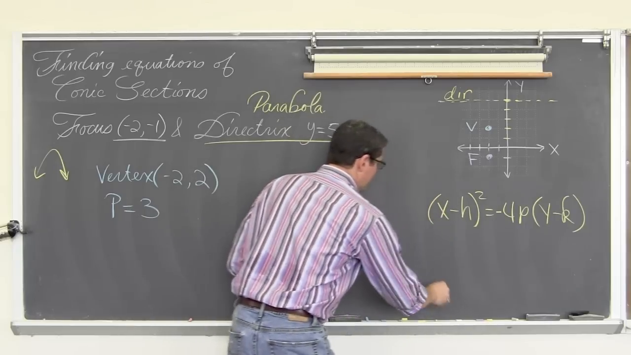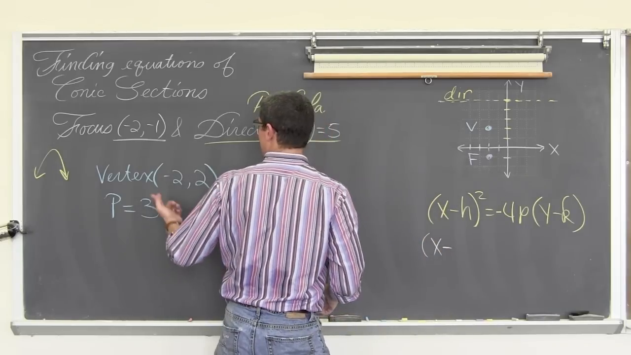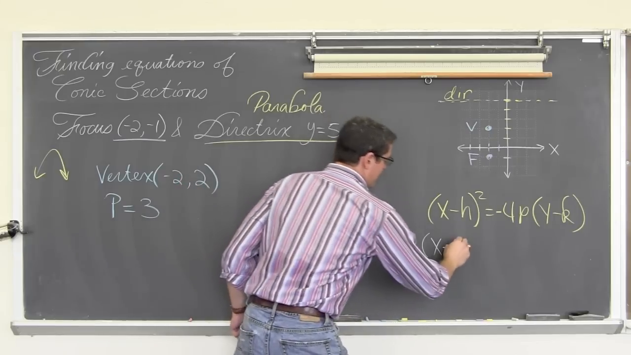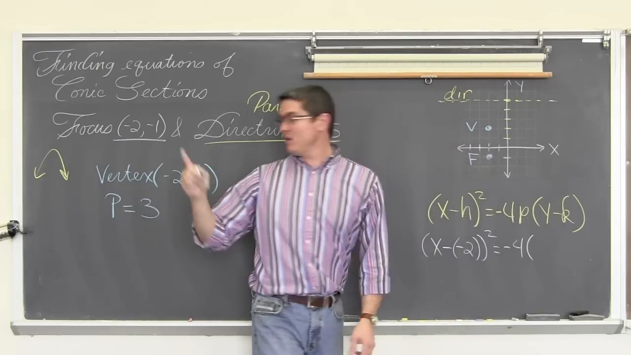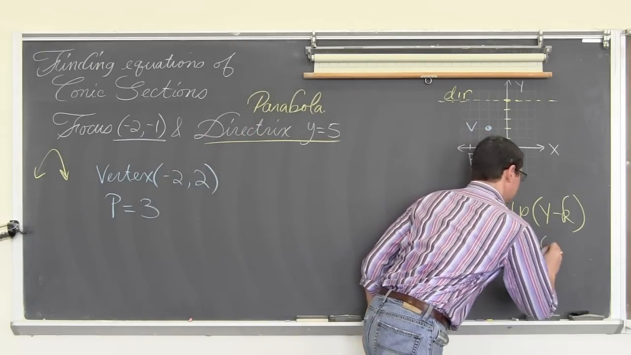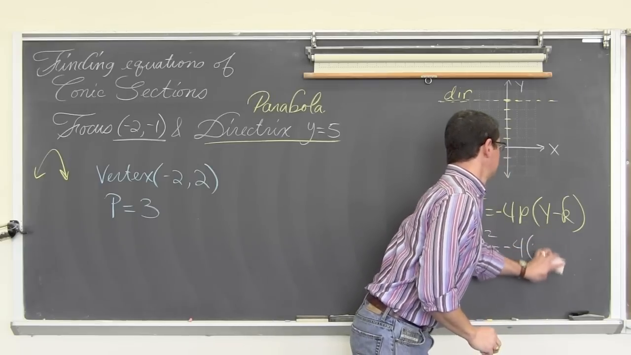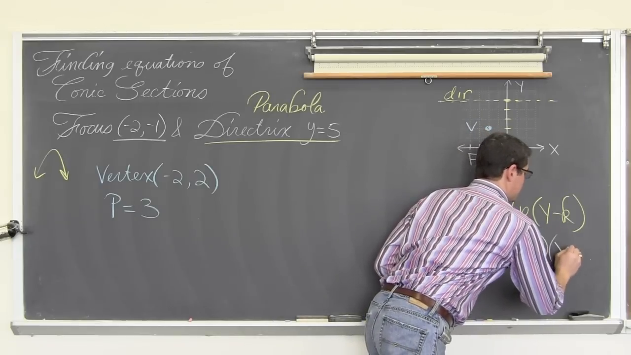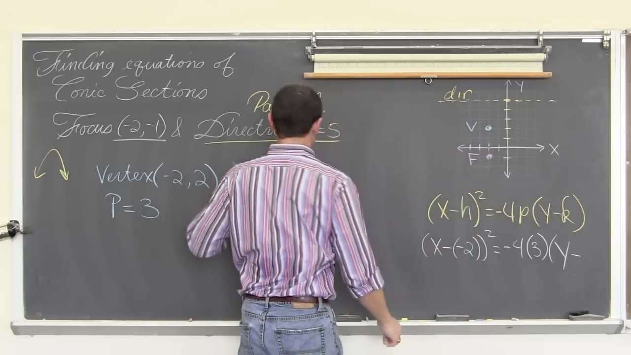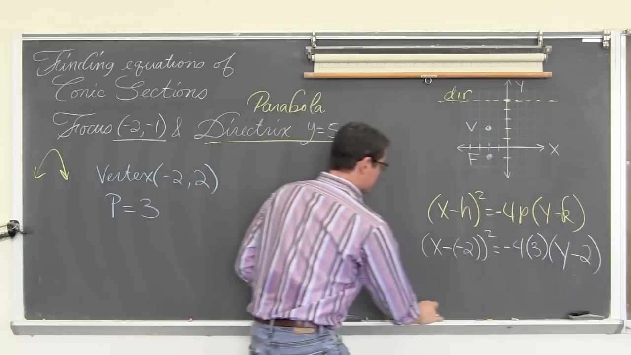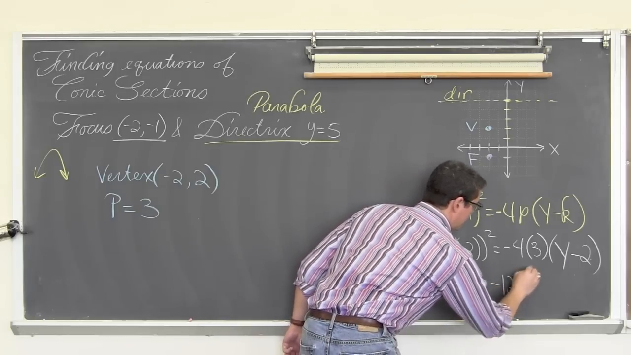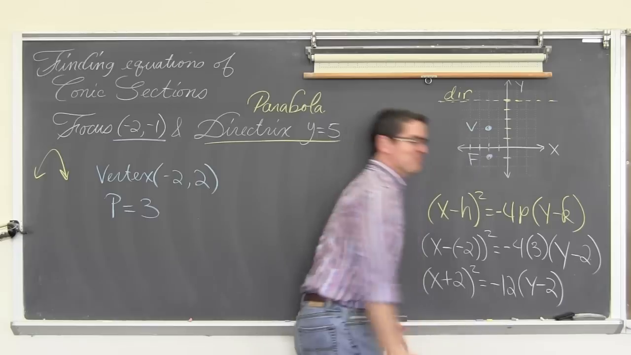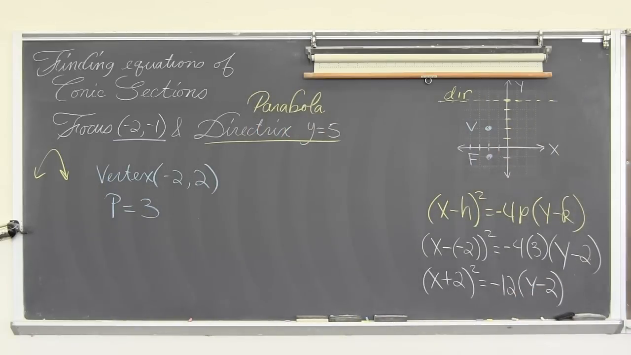My final answer is going to be x minus the x of the vertex, which is going to be -2. So x minus -2 squared equals -4 times the value of p, which is 3, times y minus the y of the vertex, which is equal to 2. So my final answer is going to be x plus 2 squared equals -12 times y minus 2. Bam! One last example.